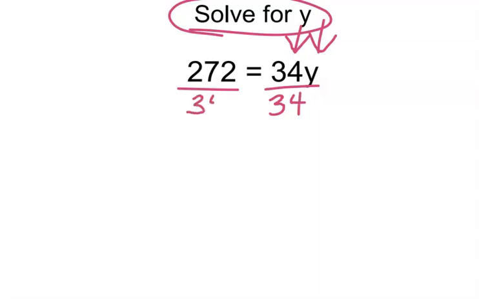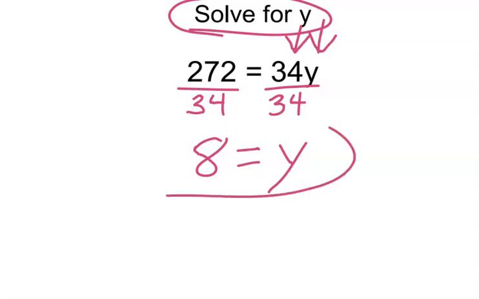So let's do it. We know 34 goes into 34 one time, so the only thing left on this side is 1y. We don't have to put a 1 in front of it. We just know it's 1y. And then we have 272 divided by 34. Well, that happens to go into it exactly 8 times. 8 times 34 is 272. So y equals 8, and that's how you solve for y.